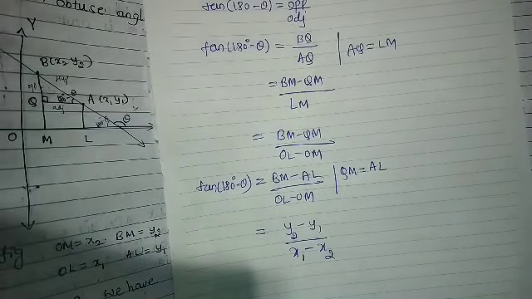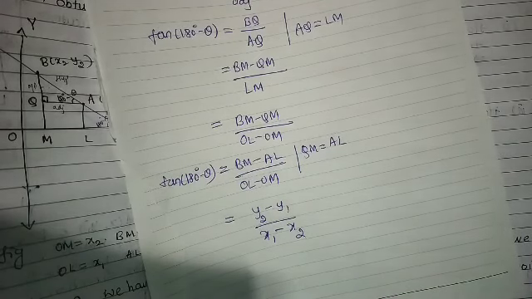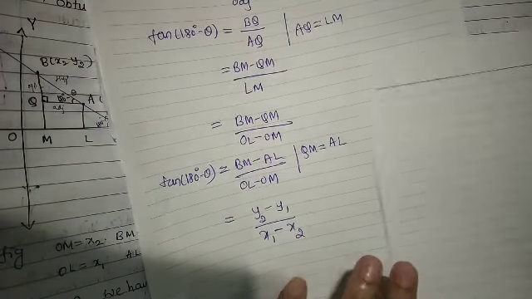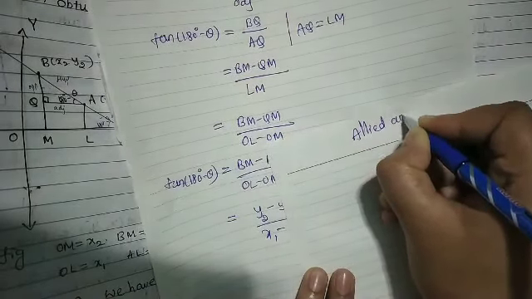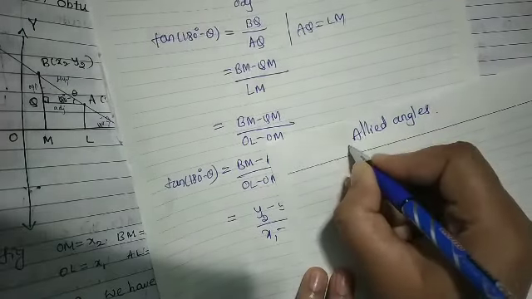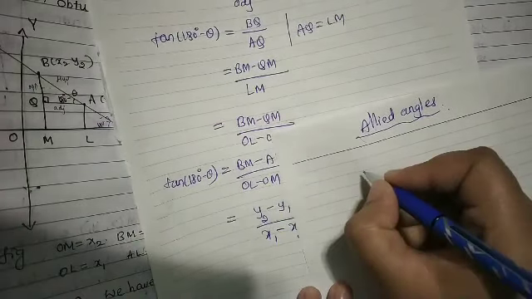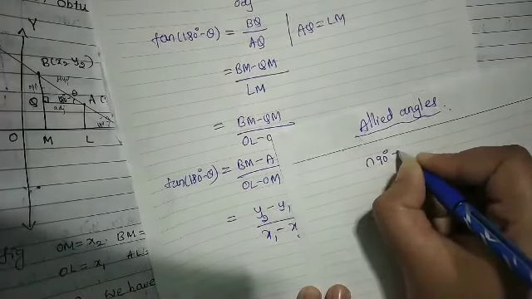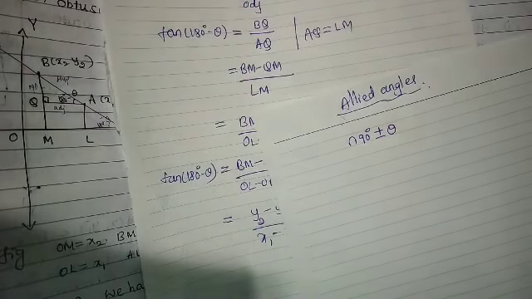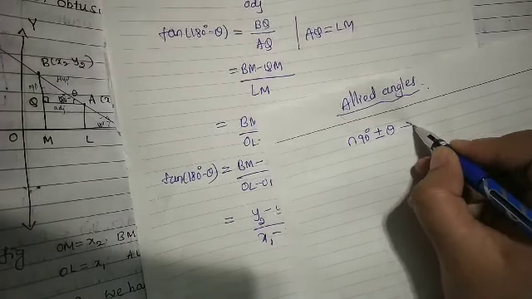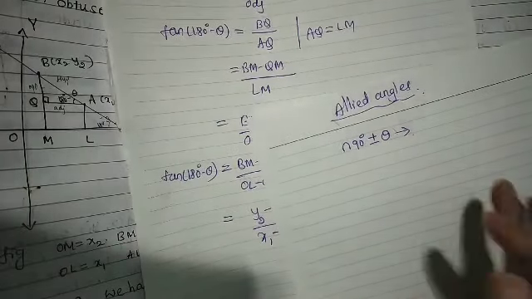So the left side needs simplification. For that simplification, we need one trigonometry concept, which is called allied angles. You will have learned allied angles in trigonometry, and you will learn it in detail in first PUC. So allied angles are nothing but n into 90 degree plus or minus theta. This form is called allied angle. Angles in this form are called allied angles.